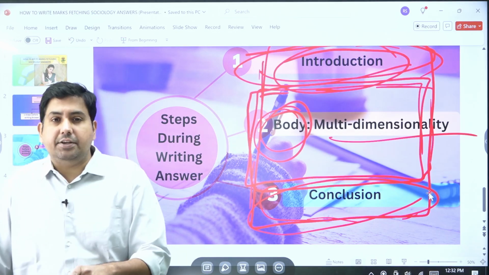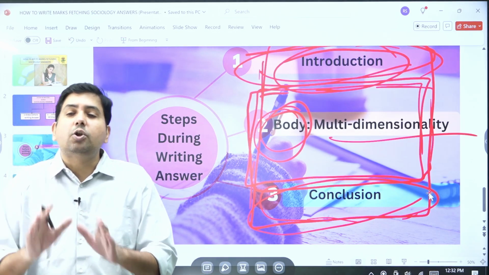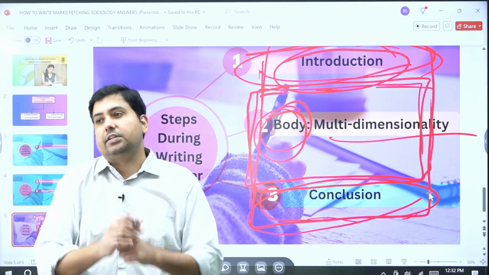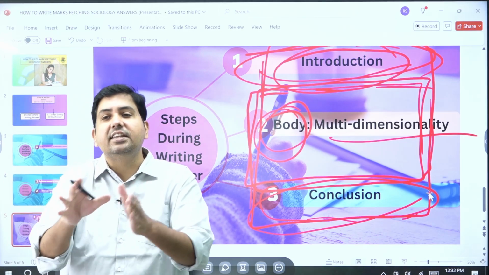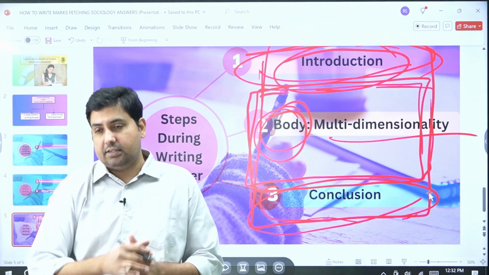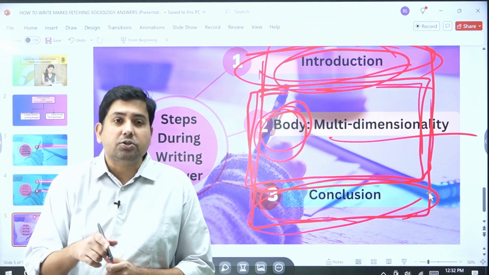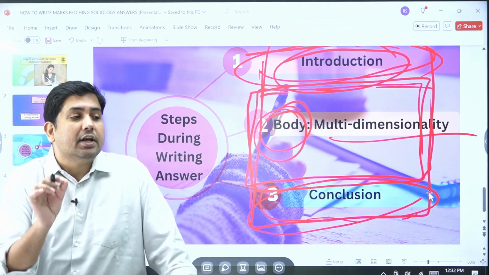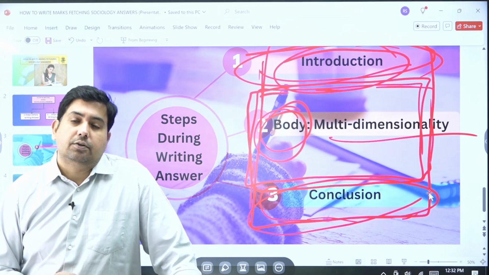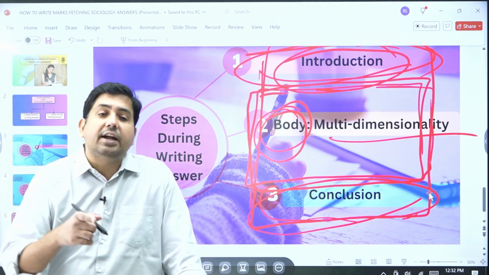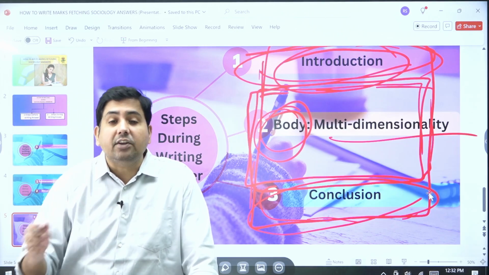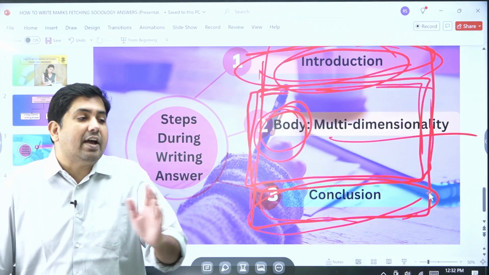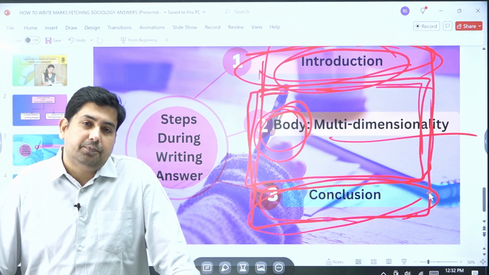So keep in mind various topics mentioned in sociology. You must memorize what is there inside your sociology syllabus. And based on that, you will be looking for relevant examples which you can relate with your sociological concepts. And that will add immense value to your answer. Current data on various issues.